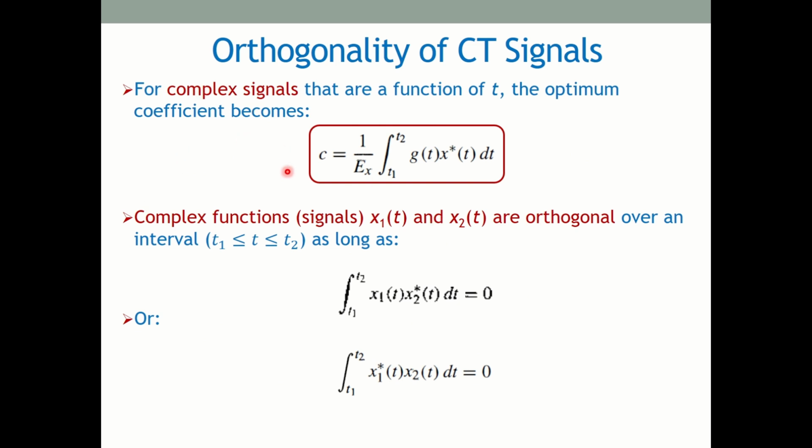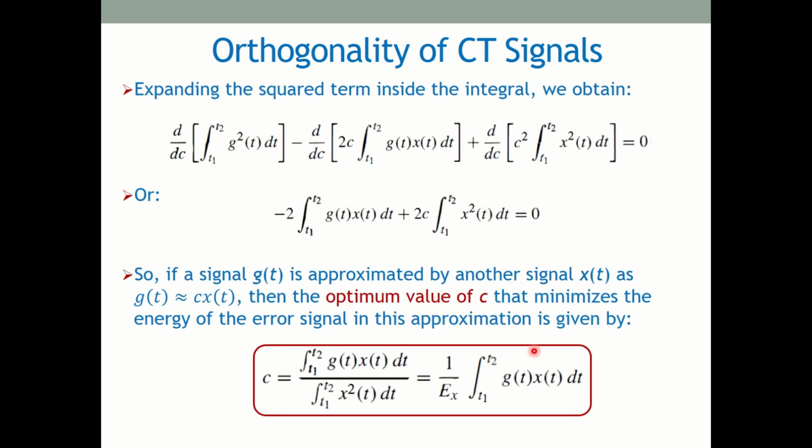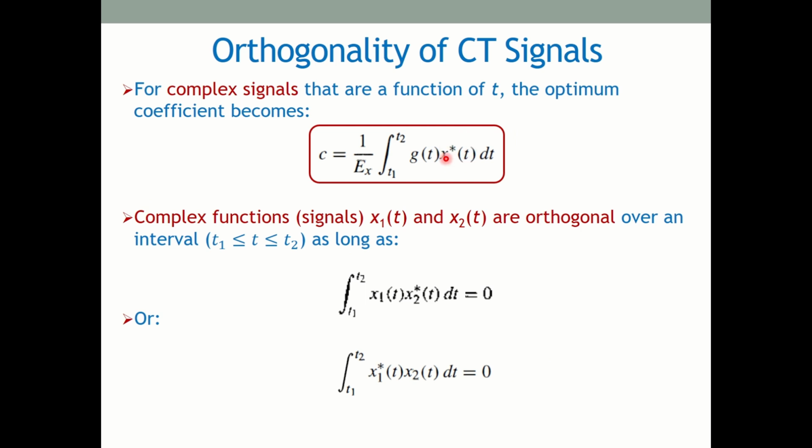So for complex signals that are a function of t, the optimum coefficients become, as we have discussed in another video, to get a maximum value of this term, and in case of complex signals, we should replace one of them with its conjugate because the magnitude remains the same. So this product will give us the maximum value of this product, right? Choosing one of them as the conjugate gives us the maximum value. This has been discussed in another video about complex conjugates.